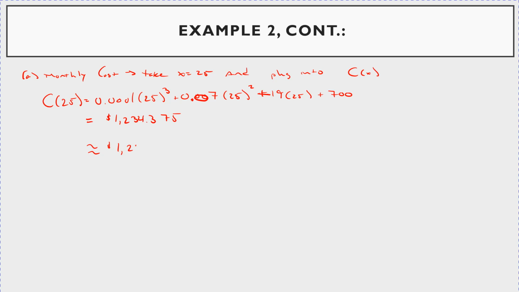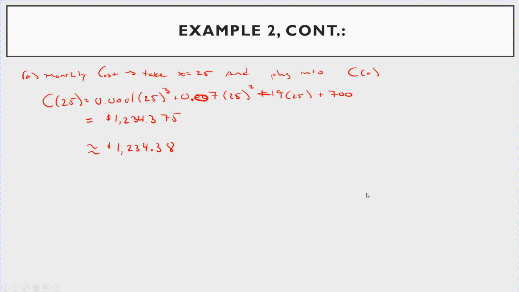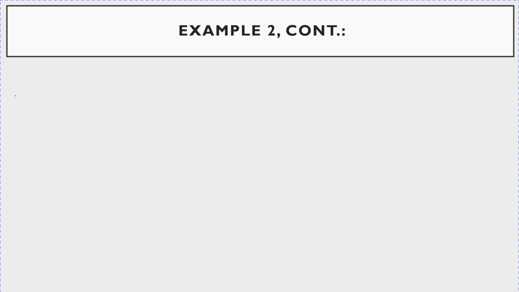So it's $1,234.38. Perfect, so we got the cost. This is how much it's costing them right now this month to produce these 25 day packs. All right, so the next one says, what would be the additional cost of increasing production to 26 day packs monthly? Well, let's just figure out what C of 26 is and then subtract C of 25.